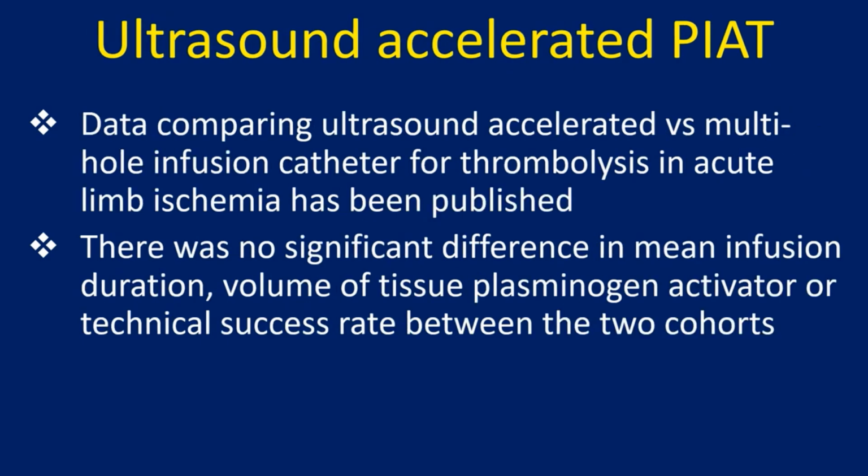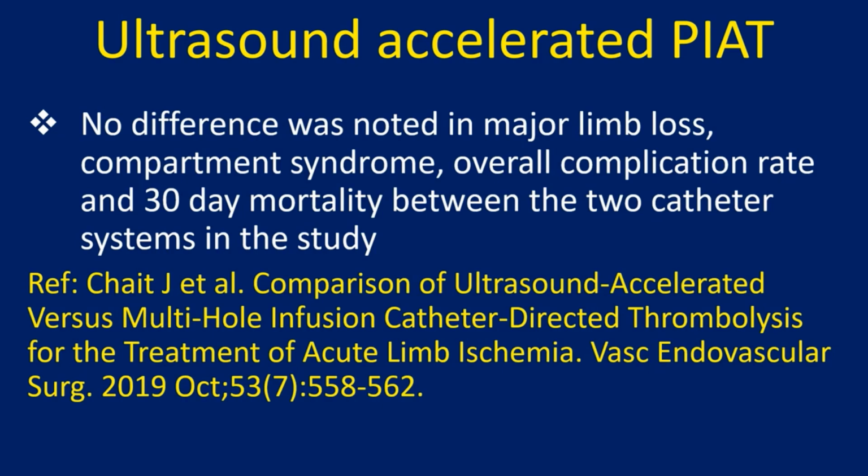Data comparing ultrasound accelerated versus multi-hole infusion catheter for thrombolysis in acute limb ischemia has been published. There was no significant difference in mean infusion duration, volume of tissue plasminogen activator, or technical success rate between the two cohorts. No difference was noted in major limb loss, compartment syndrome, overall complication rate, and 30-day mortality between the two catheter systems in the study.